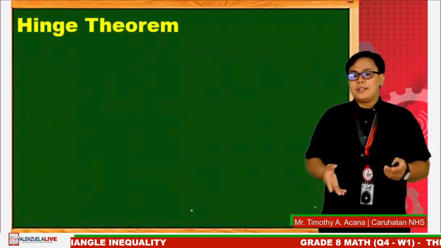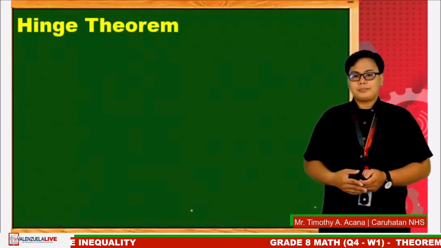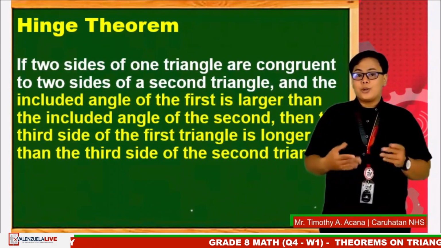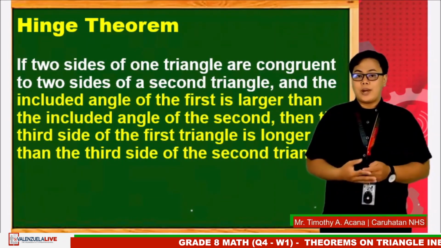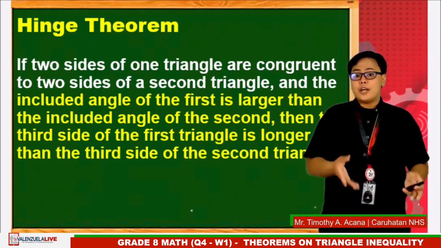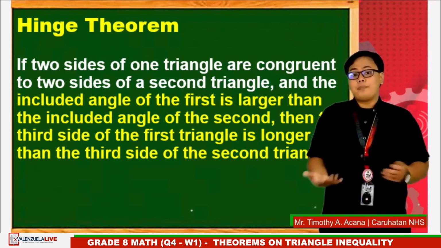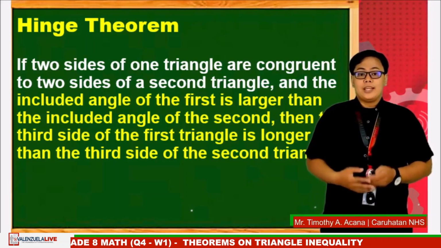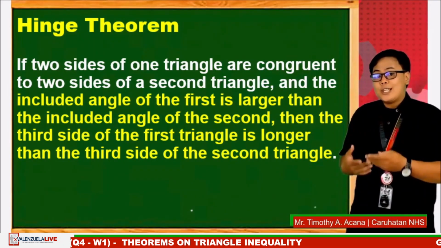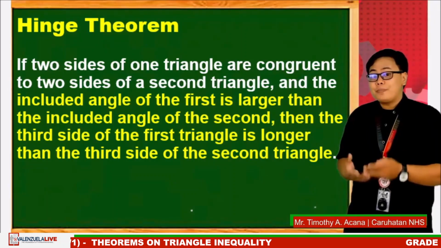Next, we have the hinge theorem. If two sides of one triangle are congruent to two sides of a second triangle, and the included angle of the first is larger than the included angle of the second, then the third side of the first triangle is longer than the third side of the second triangle.